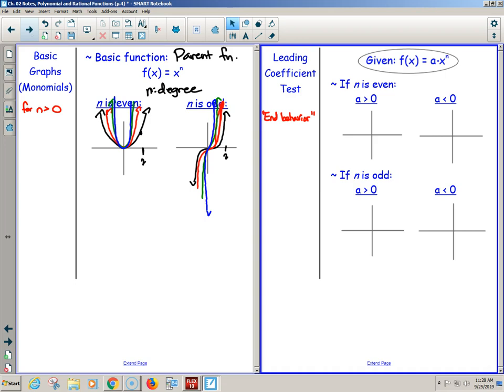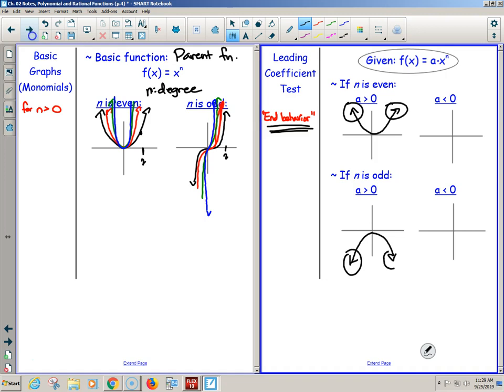So for the leading coefficient test, we're talking about the coefficient of the highest degree term. There might be more terms, but we have this whole if n is even and if n is odd, because that determines what our graph basically looks like. This is also called the end behavior test. I'm going to talk about end behavior a lot, whatever is going on on the inside. If I have any polynomial with an even degree that's parabolic, if a is positive, I'm going to have the ends pointed up. If a is negative, I'm going to have the ends pointed down.